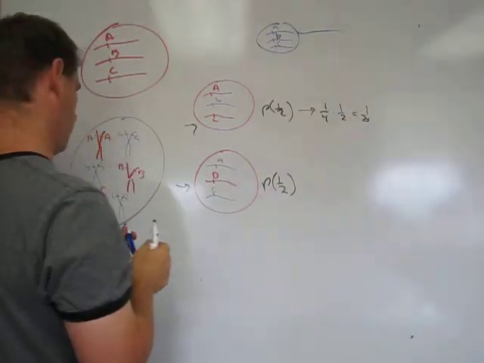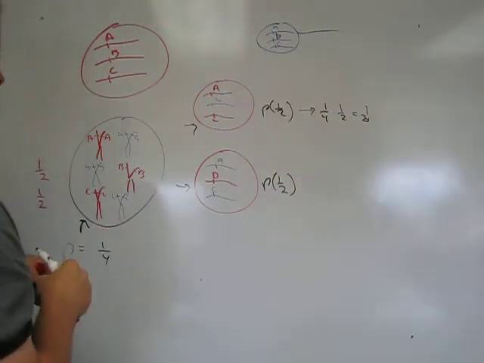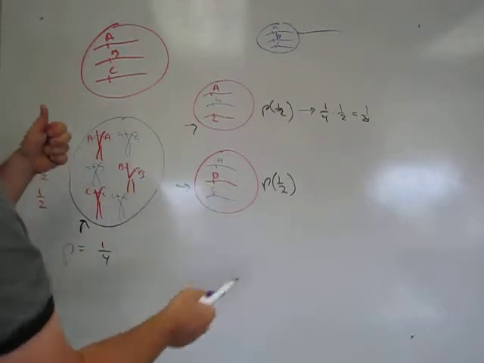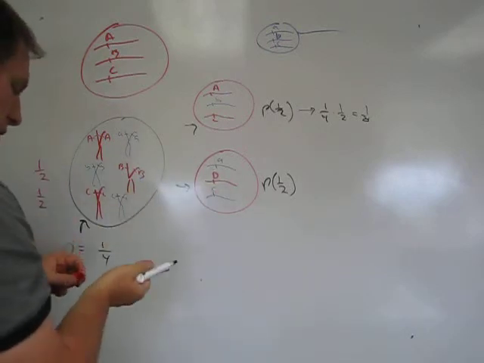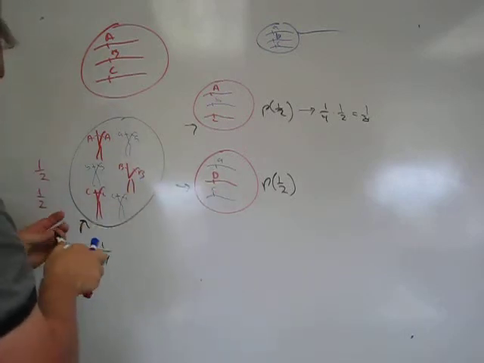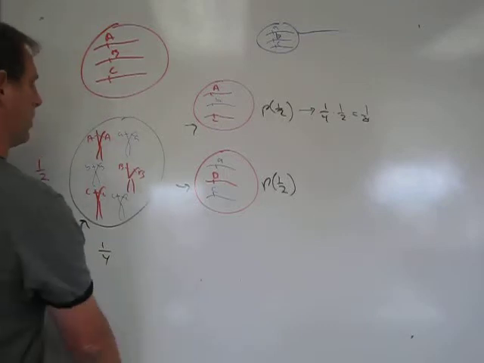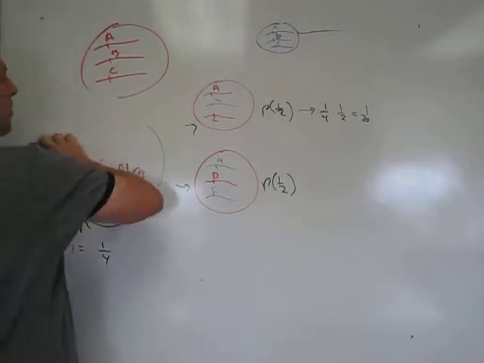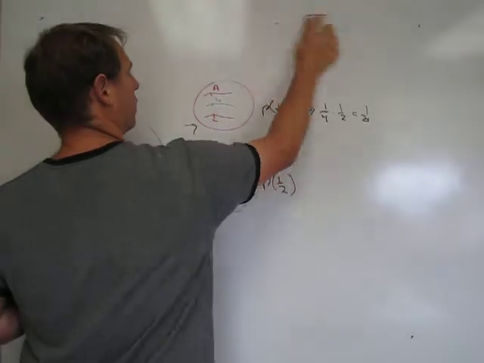Now, another way of thinking about this, without doing all the gymnastics of a bunch of meiotic products, is just to consider these probabilities of independent segregation. So you might be given a problem. We already did a problem like this.